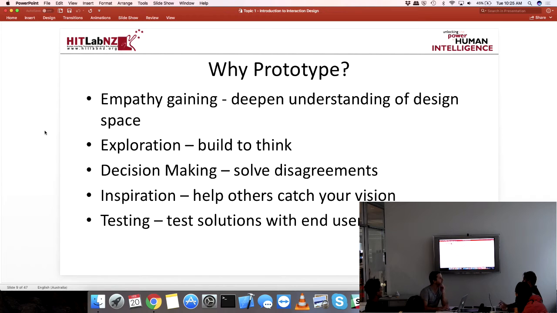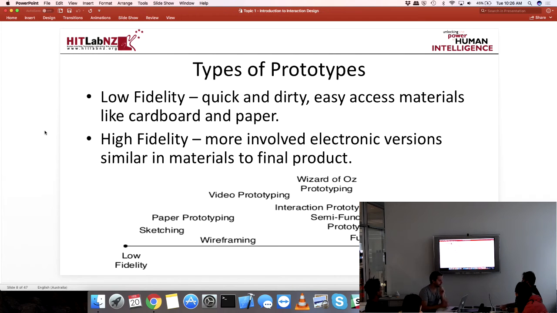Wizard of Oz, what's that? Wizard of Oz prototype. Okay, so Wizard of Oz prototyping, we will talk about later, but to give you a brief example, I had a PhD student a few years ago, and he was working in AR, natural gesture interfaces. So is everyone familiar with what AR, augmented reality is?